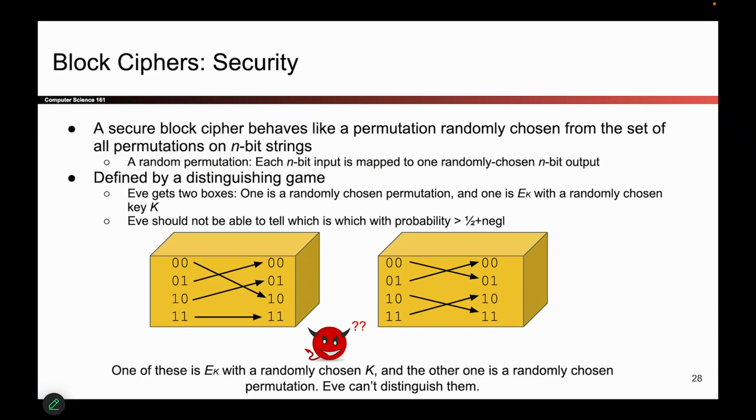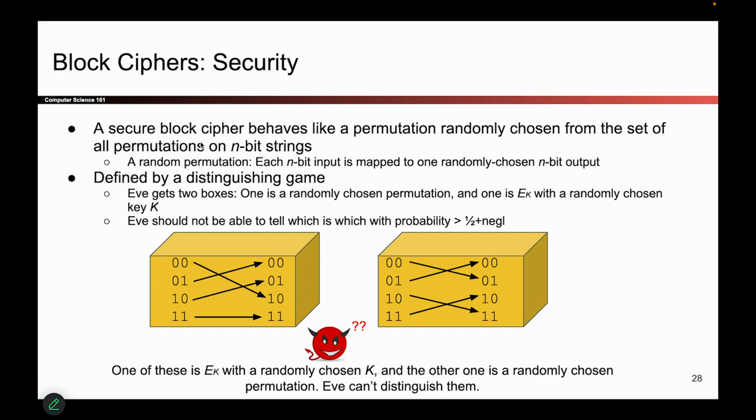OK, we've talked about block ciphers and the fact that the block cipher being a permutation makes it correct. Each of these arrows points to exactly one output for all possible inputs and for all possible keys. Now let's talk about how you make these things secure.